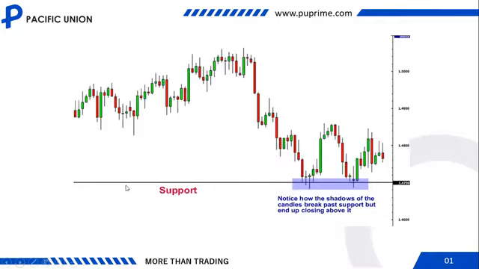Let's go on with live chart examples. So you notice how here the shadows of the candles break the support, but end up closing above it. So you might think, oh, it's already breaking through, let me go into the market. That's one of the reasons why you need to consider the type of candle. Remember what I told you about identifying false breakouts. You see that most of these candles are indecision candles.